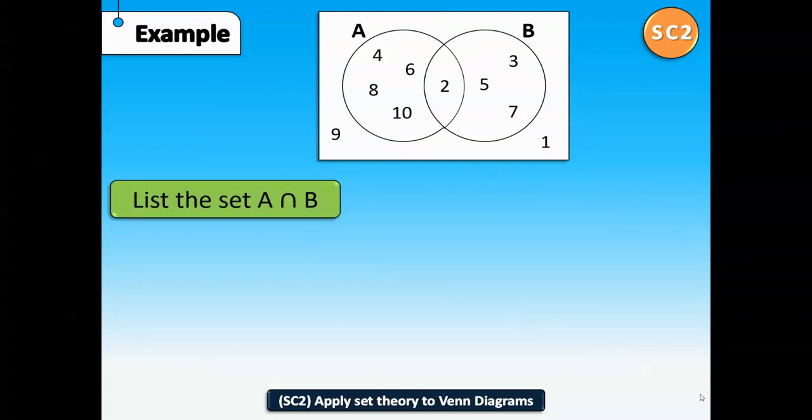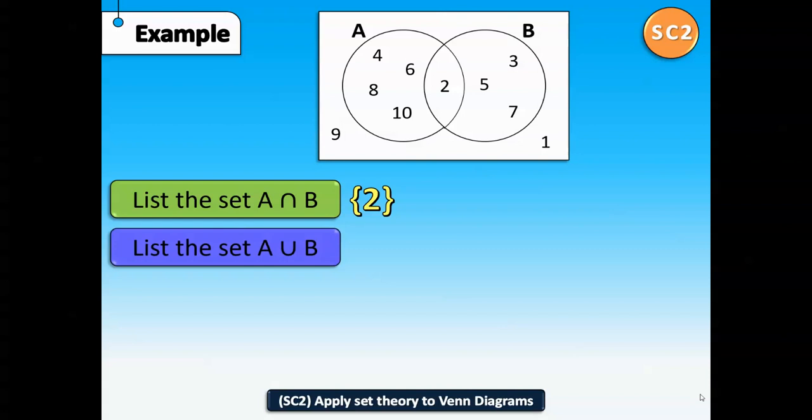This time we want to list the set A intersection B. So that would be 2, because that's where the two sets cross. If we want to list the set of A union B, that's everything in A and everything in B. So that's 4, 6, 8, 10, 2, 5, 3, and 7.